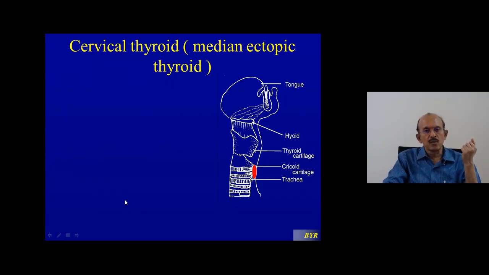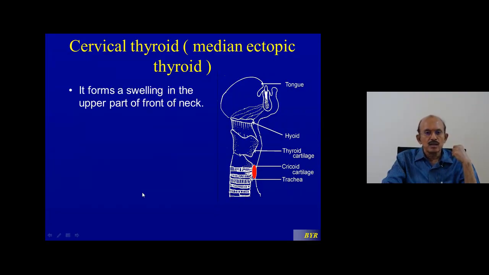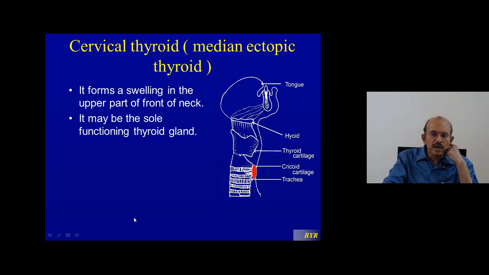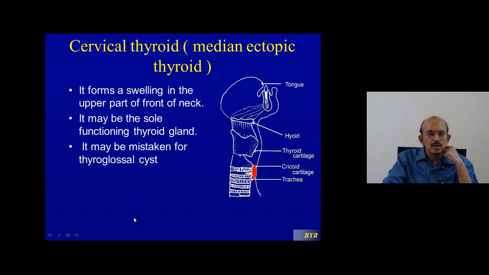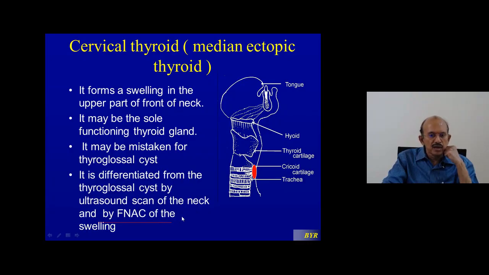The second congenital abnormality is the cervical thyroid, also called the median ectopic thyroid. It forms a swelling in the upper part of the neck. It may be the sole functioning thyroid gland. It may be mistaken for thyroglossal cyst. It is differentiated from thyroglossal cyst by ultrasound scan of the neck and by FNAC of the swelling.